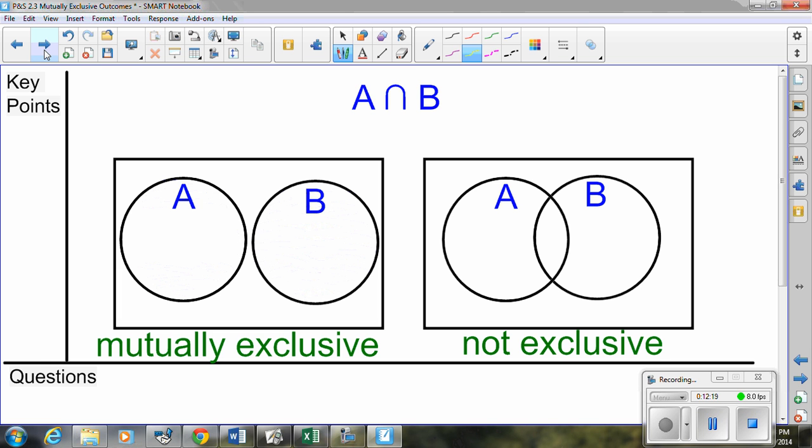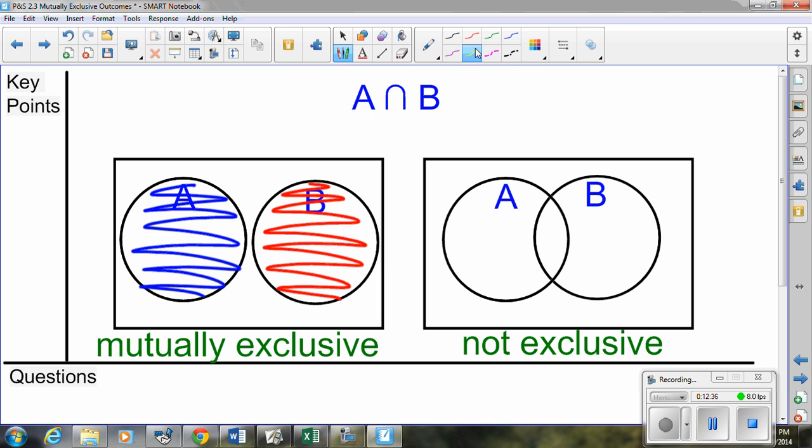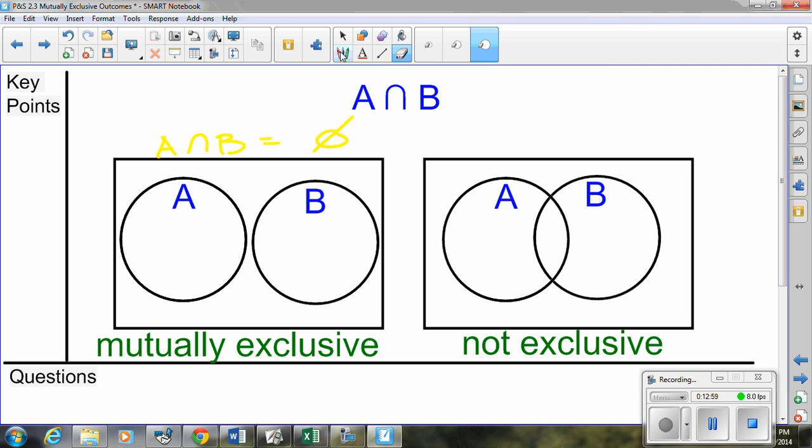What about intersection? Intersection means it must be A, it must be B, and it must be at the same time. Well, it's pretty easy to get, here's A, here's B, but where is the both? On this left-hand side with mutually exclusive, where is the both? There isn't any. A intersect B when you have mutually exclusive doesn't exist. It's empty. There is no overlap, so there is no intersection.